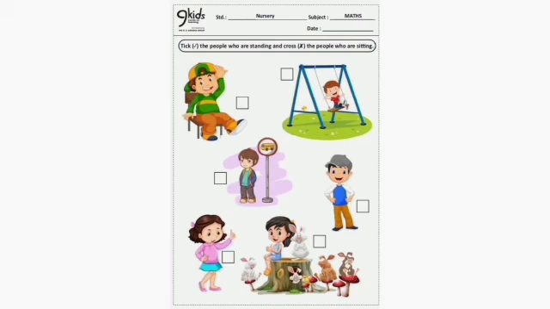तो बच्चों, ये वर्कशीट में जो भी पिक्चर्स दिए हैं वो सारे आपको ध्यान से देखने हैं और बाजू में जो स्क्वायर बॉक्स दिए हैं उसमें टिक और क्रॉस का साइन करना है। जो भी लोग पिक्चर में खड़े हैं उनको आप टिक करोगे और जो बैठे हैं उनको क्रॉस करोगे। सारे पिक्चर्स को अच्छे से देख के अच्छे से वर्कशीट कंप्लीट करना। ओके बच्चों?